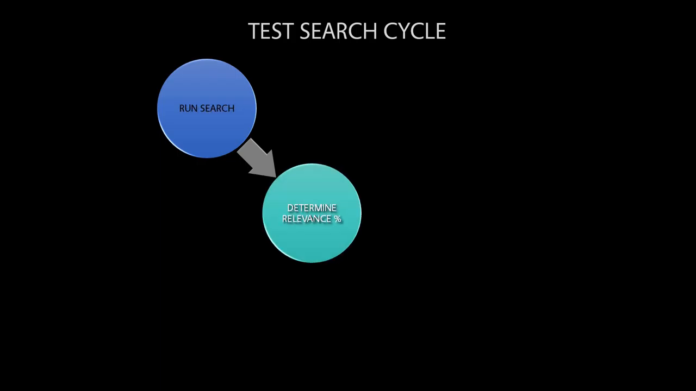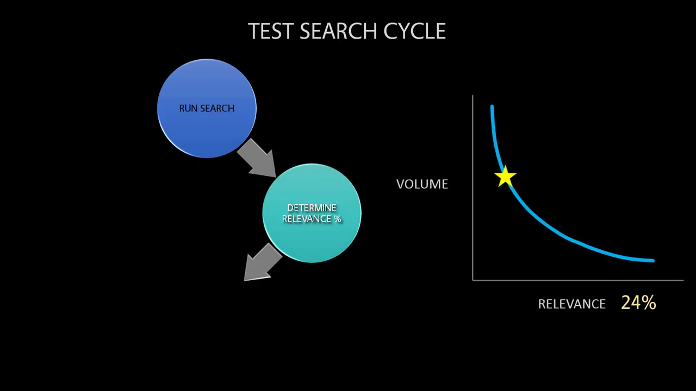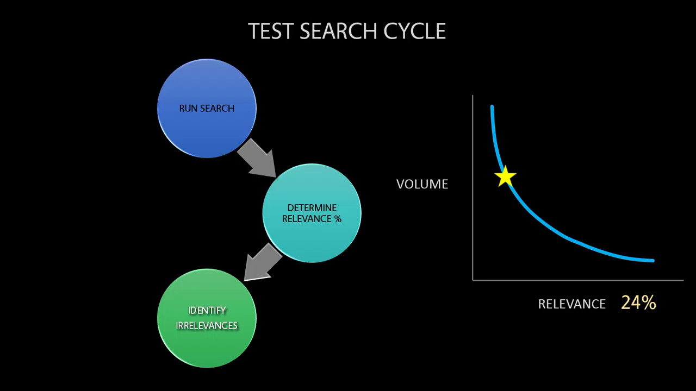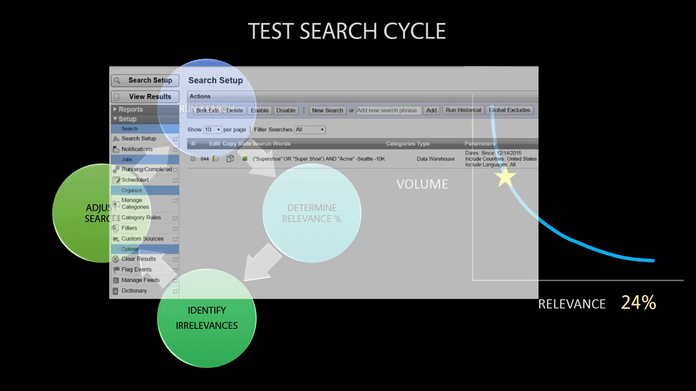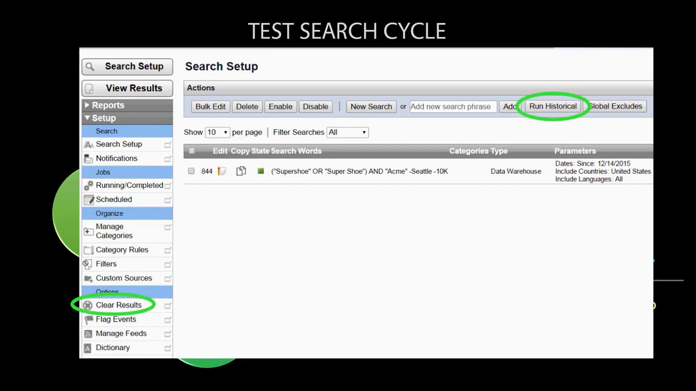In review, the process for testing a search is iterative. First, you run a search, preferably with a small date range to save time, then analyze the results to determine the relevance percentage. Identify how irrelevant results can be eliminated by adding includes, excludes, or blacklist sites. It is also a good idea to always keep your spreadsheet updated with any new keywords. Then adjust your SM2 search string accordingly and rerun the search, remembering to clear results and run historical.